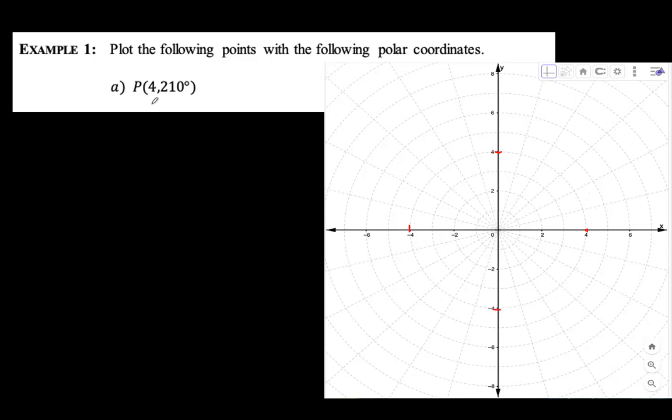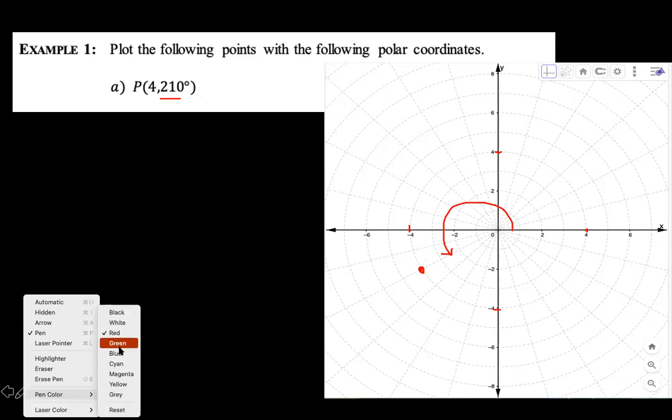So the angle measure is 210 degrees. So that's more than pi, or 180. 210 minus 180, that's 30 degrees, right? So it means we're just going to add 30 degrees from pi to get the 210 degrees. So here we go. This is 15, 15, that's 30. So therefore, our point can be found somewhere here.